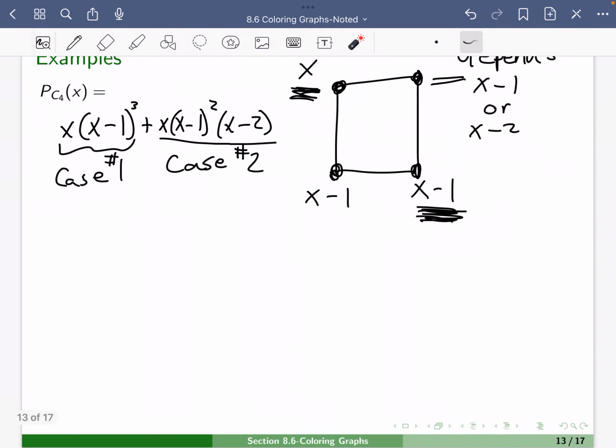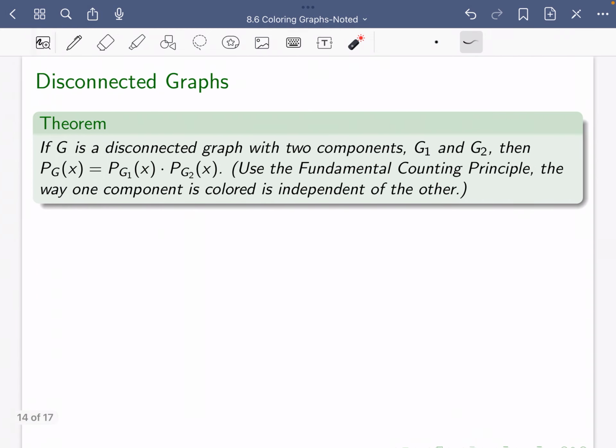As we continue looking at that, if we were to think about a disconnected graph with two components, G1 and G2, and we wanted to find out what that chromatic polynomial is, it is the product of those chromatic polynomials. You can use the fundamental counting principle, since one component is independent of the other, and so it's just the product of those two polynomials.